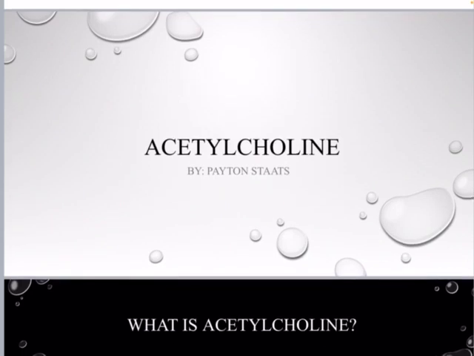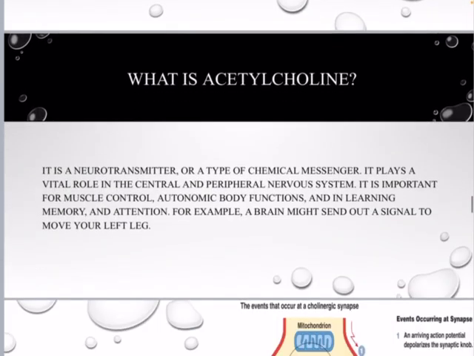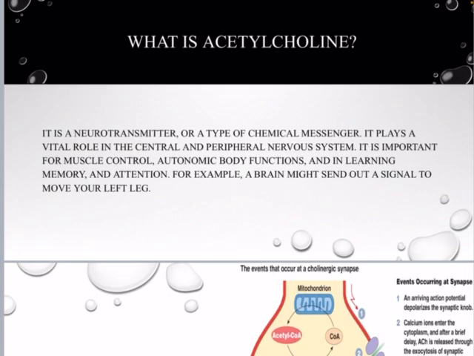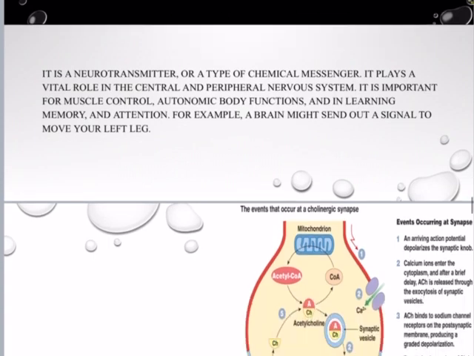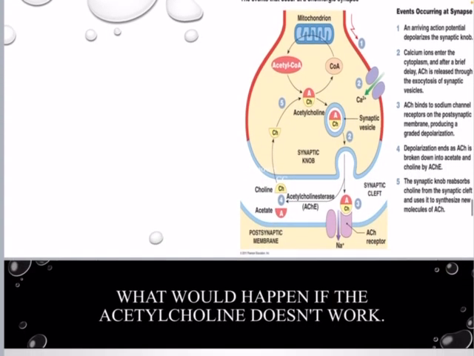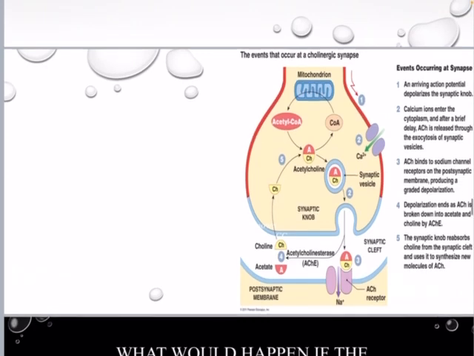Okay, my project's on acetylcholine. What is acetylcholine? It is a neurotransmitter or a type of chemical messenger. It plays a vital role in the central and peripheral nervous system. It is important for muscle control, autonomic body functions, and in learning, memory, and attention. For example, a brain might send out a signal to move your left leg. This is an example of acetylcholine.